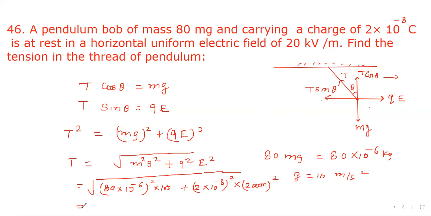So now we can simplify it. So simplification will give 8.8 into 10 to the power minus 4 Newton.